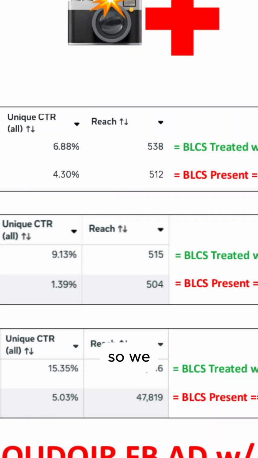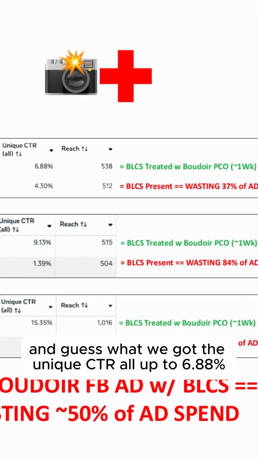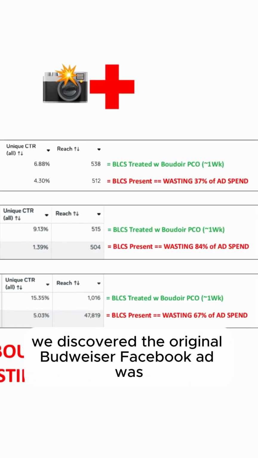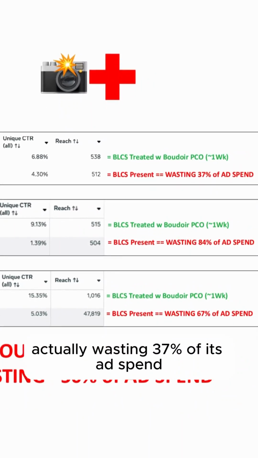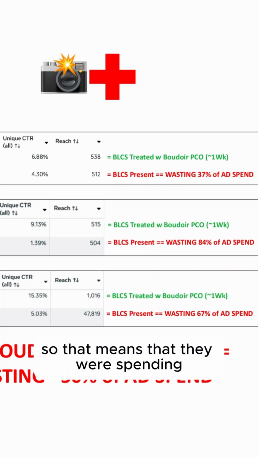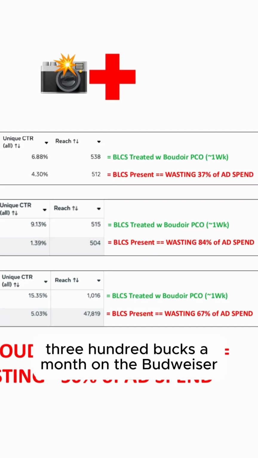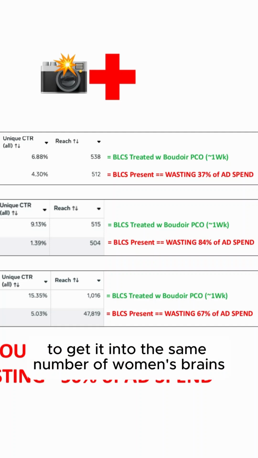So we got the treatment, treated with Boudoir Pico. It takes about a week. And guess what? We got the unique CTR all up to 6.88%. We discovered the original Boudoir Facebook ad was actually wasting 37% of what it could have been achieving. That means they were spending 10 grand a month on the original ad. Now they only have to spend 6,300 bucks a month on the Boudoir Pico treated ad to get into the same number of women's brains.